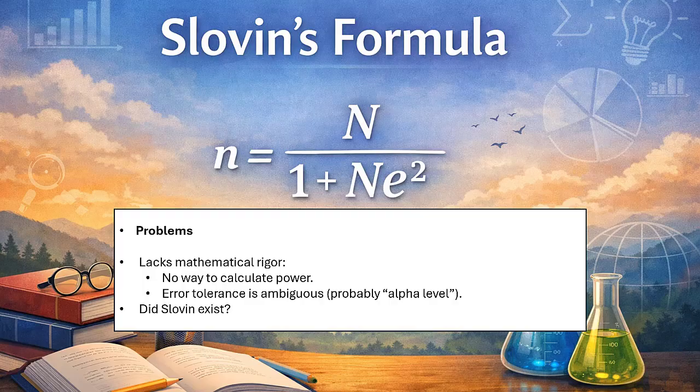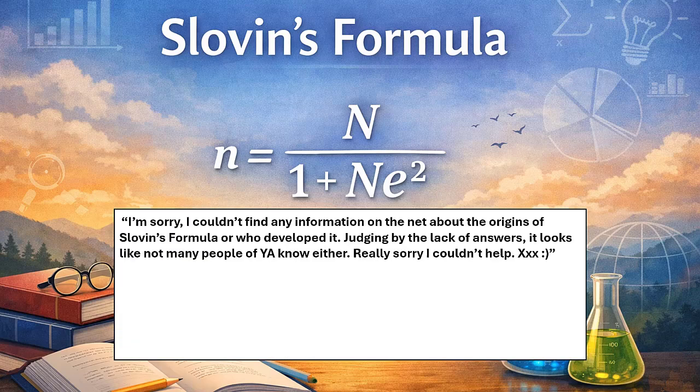But perhaps the biggest reason that the formula isn't widely accepted is that it seems to have materialized out of nowhere. In fact, no one seems to even know who Slovin is, or even if he existed at all. Out of curiosity, I googled who invented Slovin's formula today. I remembered way back when I first learned about Slovin's formula, it was attributed to Michael Slovin, but I was looking for a little more information on him.